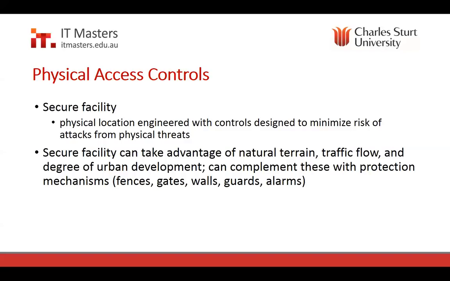A secure facility can take advantage, or should take advantage, of the natural flow of terrain. So for example, it would be somewhat silly to put a data center at the bottom of a flood-prone valley. Higher up the hill would be a better idea in that really basic, simple example. Traffic flow, so that's internal traffic flow, people being able to get in and out of the facility, but also external traffic flow around the facility as well. Degree of urban development, so you may not want to put it into a highly populated area or an area where other risks around it may impact on it, such as landslides or other environmental or physical issues.